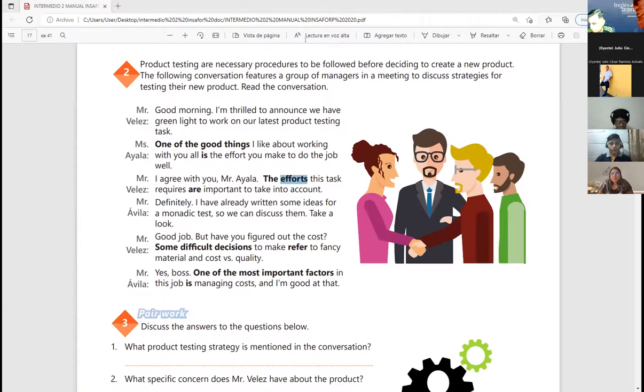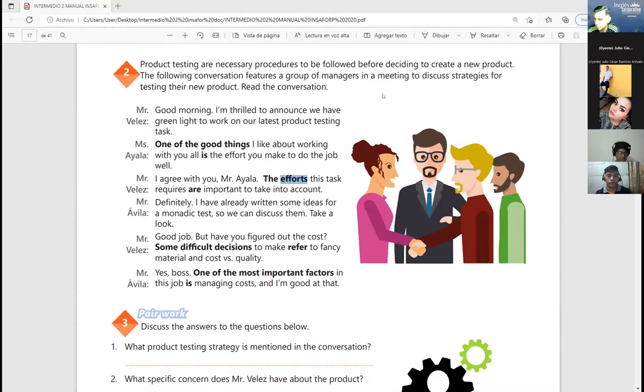Okay, Stefania, I am Star. Okay. Good morning. I am thrilled to announce we have green light to work on our latest product testing task. One of the good things I like about working with you all is the effort you made to do the job well. I agree with you, Mr. Ayala. The effort this task requires is important to take into account. Definitely, I have already written some ideas for a monadic test, so we can discuss them. Take a look.